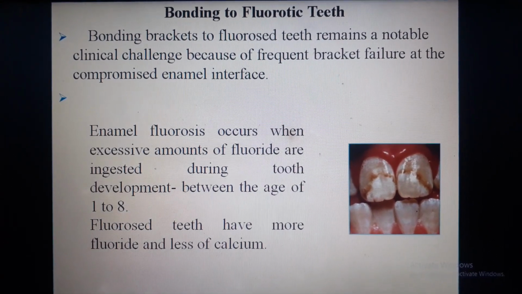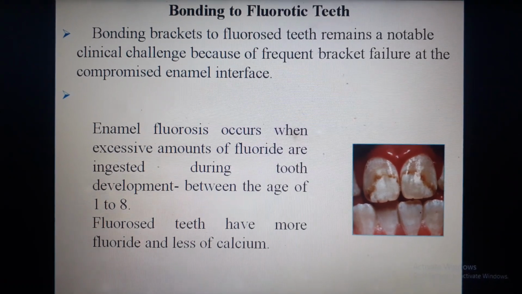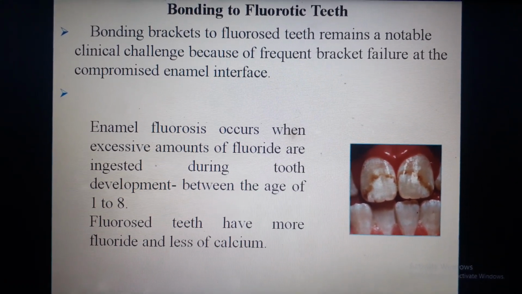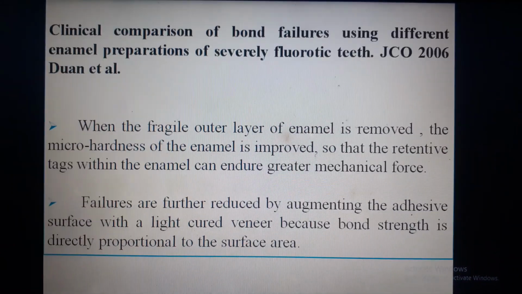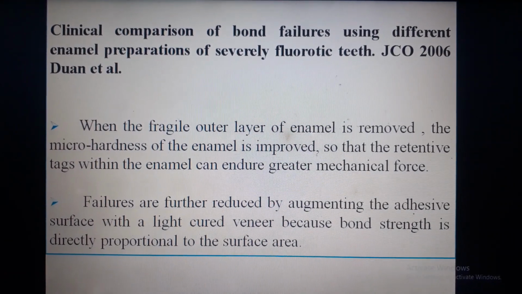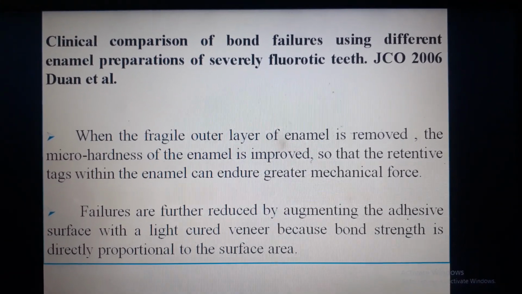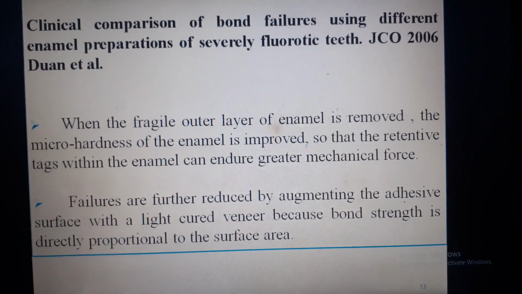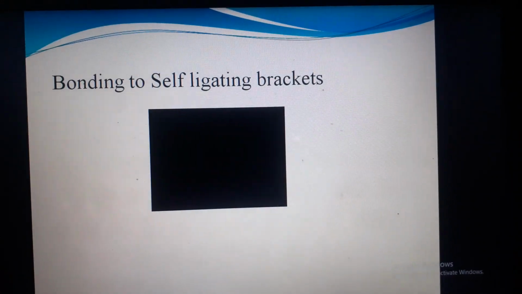For bonding in fluorotic enamel, in fluorosis condition, the surface will be polished before bonding. This is the first part of the bonding procedure. We will discuss the second part of the bonding.